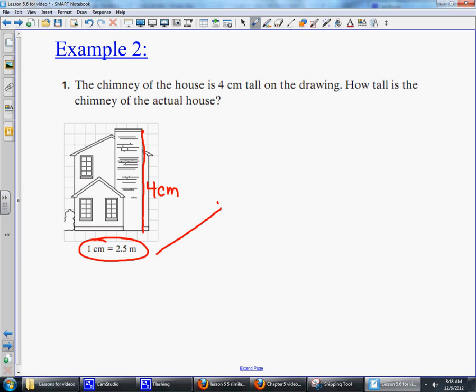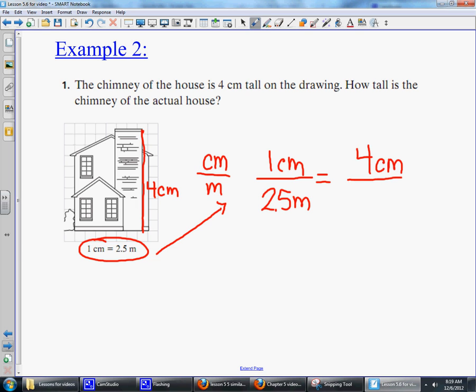So we're going to use this information to help us set up our proportion. We're going to compare centimeters to meters. So we're going to use this scale when we set up the first fraction in our proportion, which is 1 centimeter is equal to 2.5 meters. Now we're going to take the drawing of the side of the house and take the measurement of the chimney, which in the drawing or the house plan is 4 centimeters. We want to know x. How many meters is that chimney going to be?